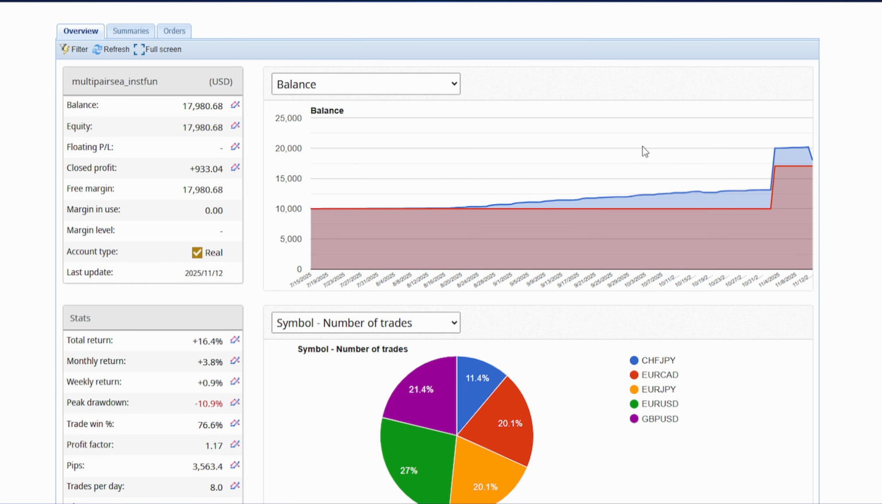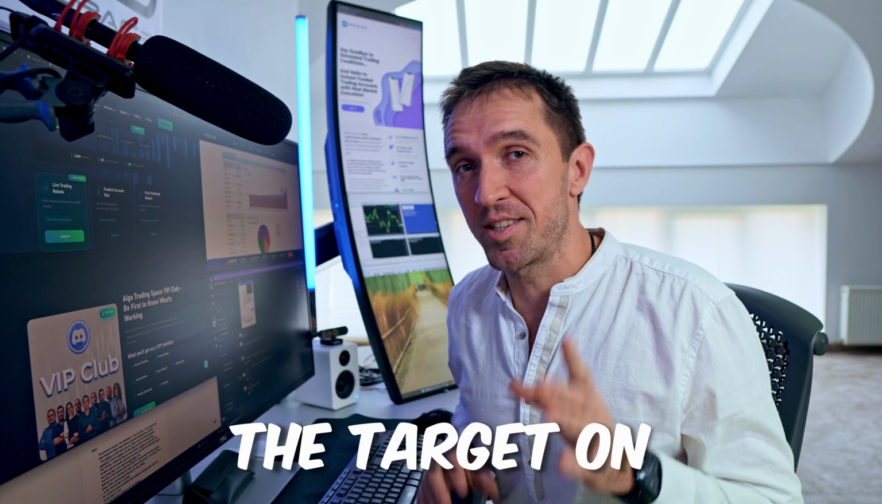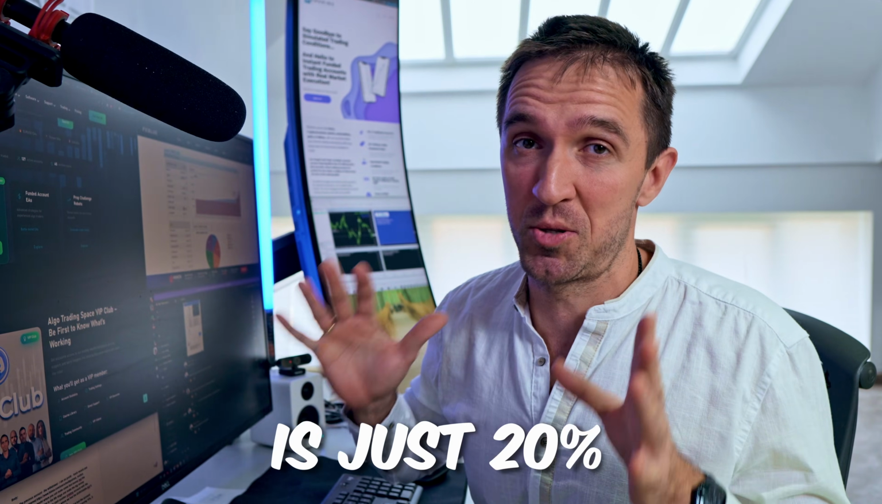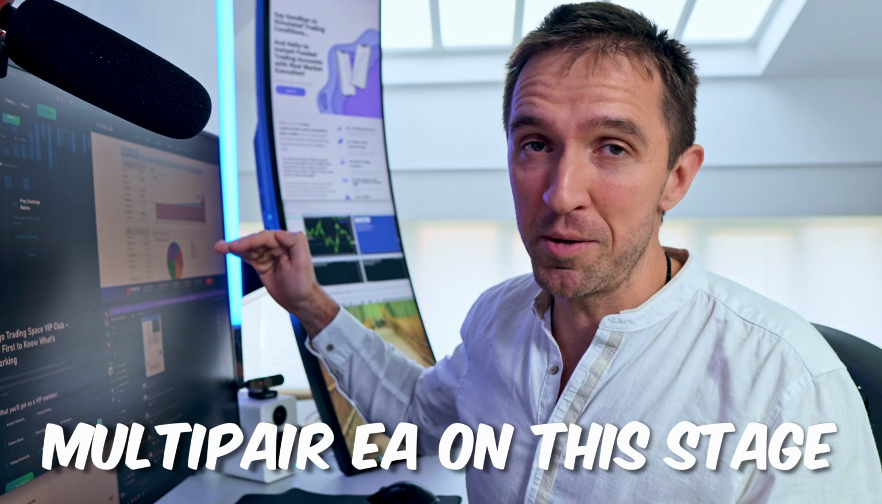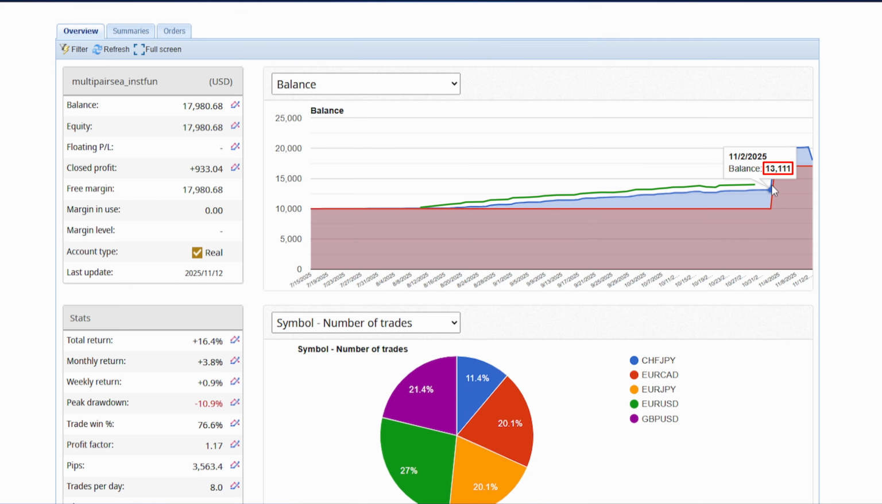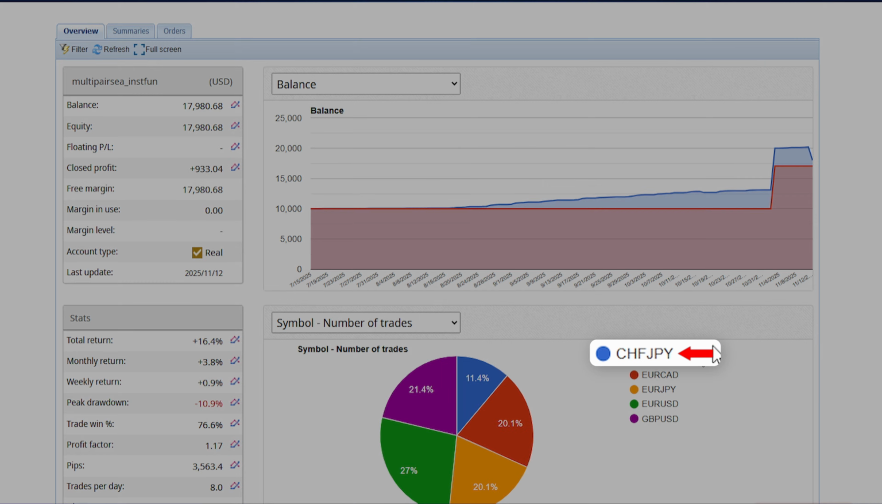And before I show you the new account, let me show you the previous one, where I steadily climbed to 30%, not 20, because the target on trading.com is just 20%, but with the MultiPair on this stage I climbed to 30%, and then the account scaled to 20k. I requested a withdrawal of $1,600, and then boom, right in here we lost the account because there were open positions with the Swiss yen.